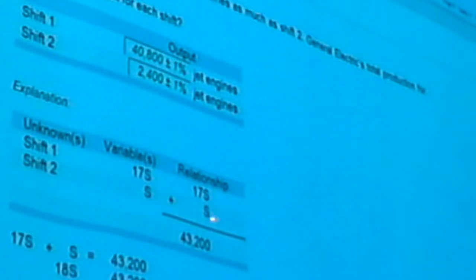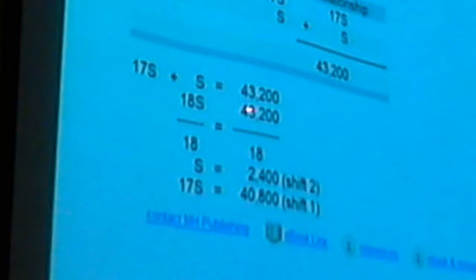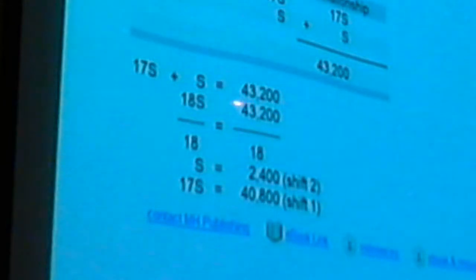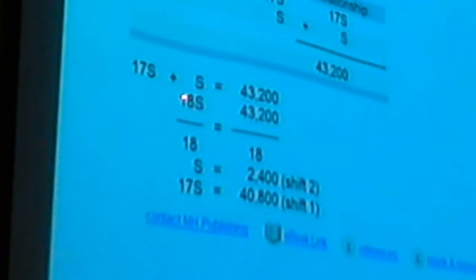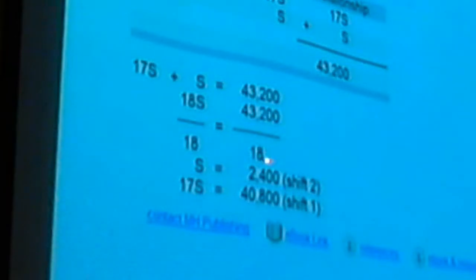So 17S plus S, here's your first step. These are like terms, so we can combine them and make it 18S equals 43,200. Second step here. Now we have to divide, right? Because this is a multiplication. We divide both sides by 18. These cancel out, you're left with the variable. On the right side, you get the answer 2,400.